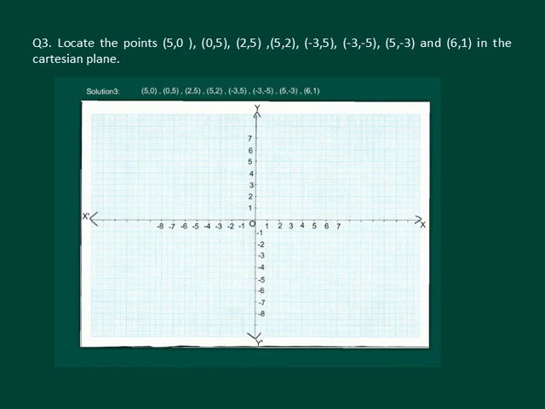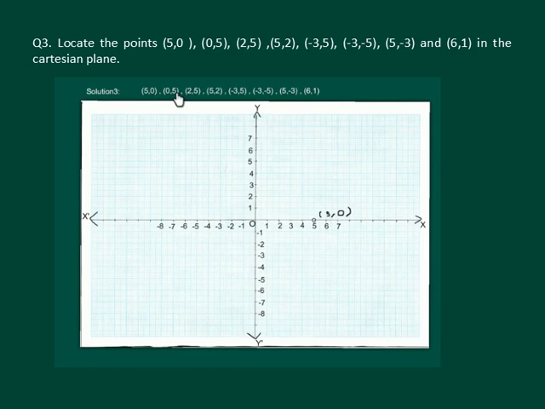Let us read the question. Locate the following points on the Cartesian plane. Let us start with the first point. 5, 0 means y coordinate is 0. It will lie on the x-axis. So we start from the origin and +5 gives us point 5, 0.